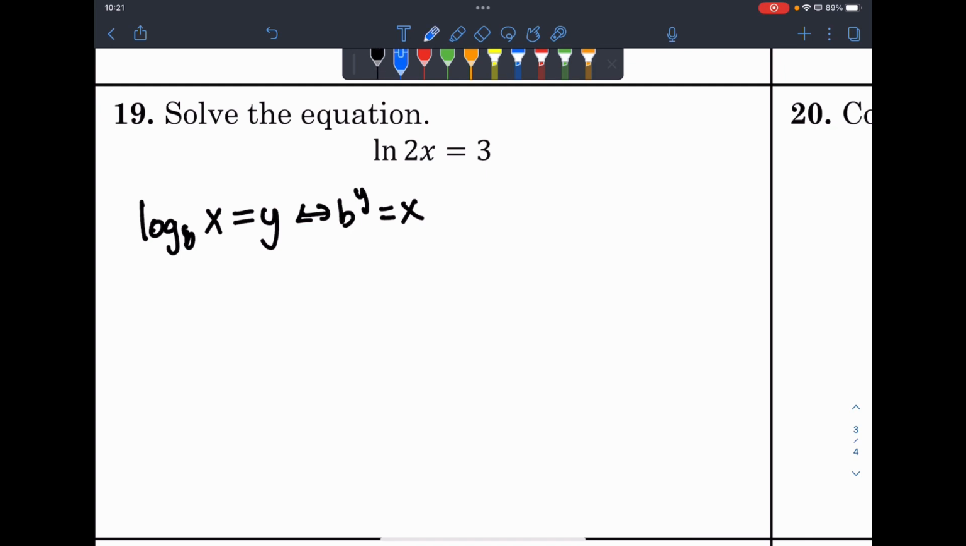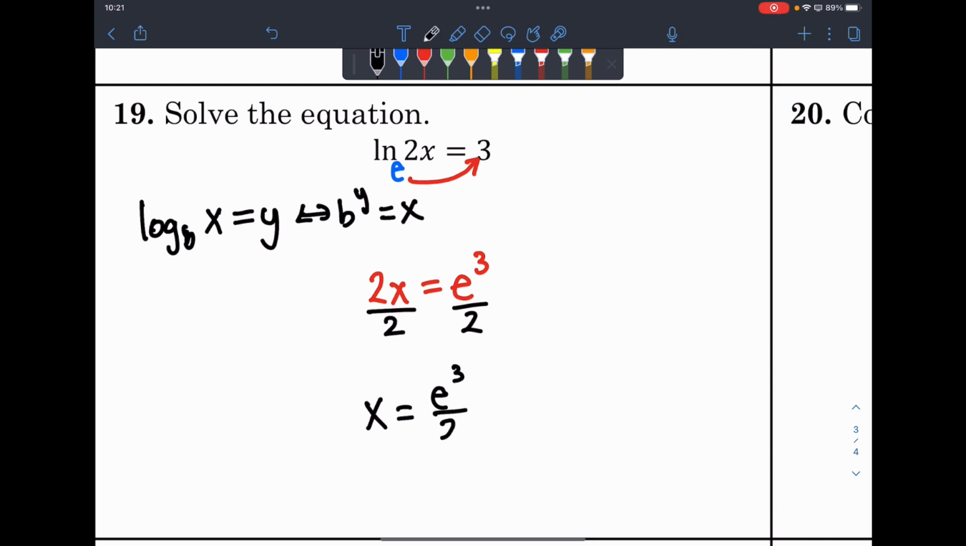Now the thing we need to know is what the base is on here. On the natural log, our base is e. So therefore, that means 2 to the x equals e to the third power. And solving the equation for x from here is simple. Since I'm multiplying by 2, I divide by 2. So x equals e to the third divided by 2.